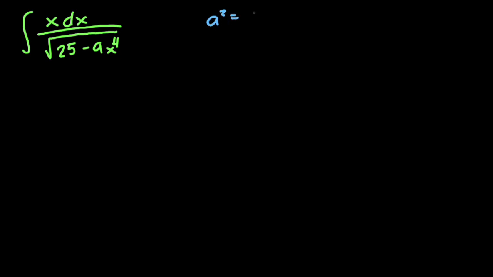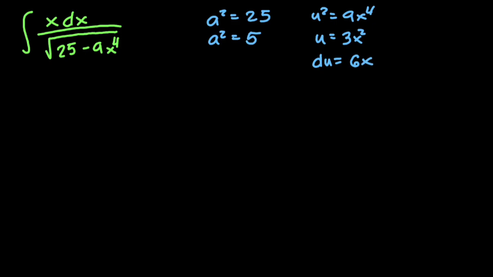A squared right here would be 25. So, the square root of 25 would be 5. U squared here is 9x raised to the power of 4. So, the square root of 9x raised to the power of 4 is 3x squared. And so, the derivative of 3x squared is 6x dx. And so, let us assign all the values here.